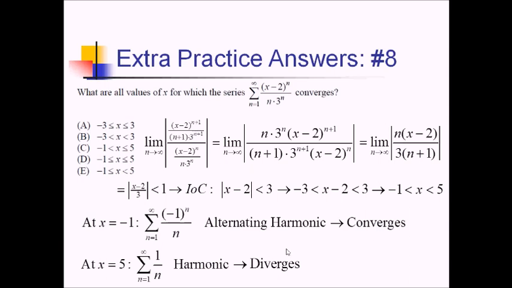So writing the final interval of convergence, I can say negative 1 less than or equal to x, since we converged at negative 1, and then just less than 5, since we're diverging at 5. And this ends up being answer choice E.